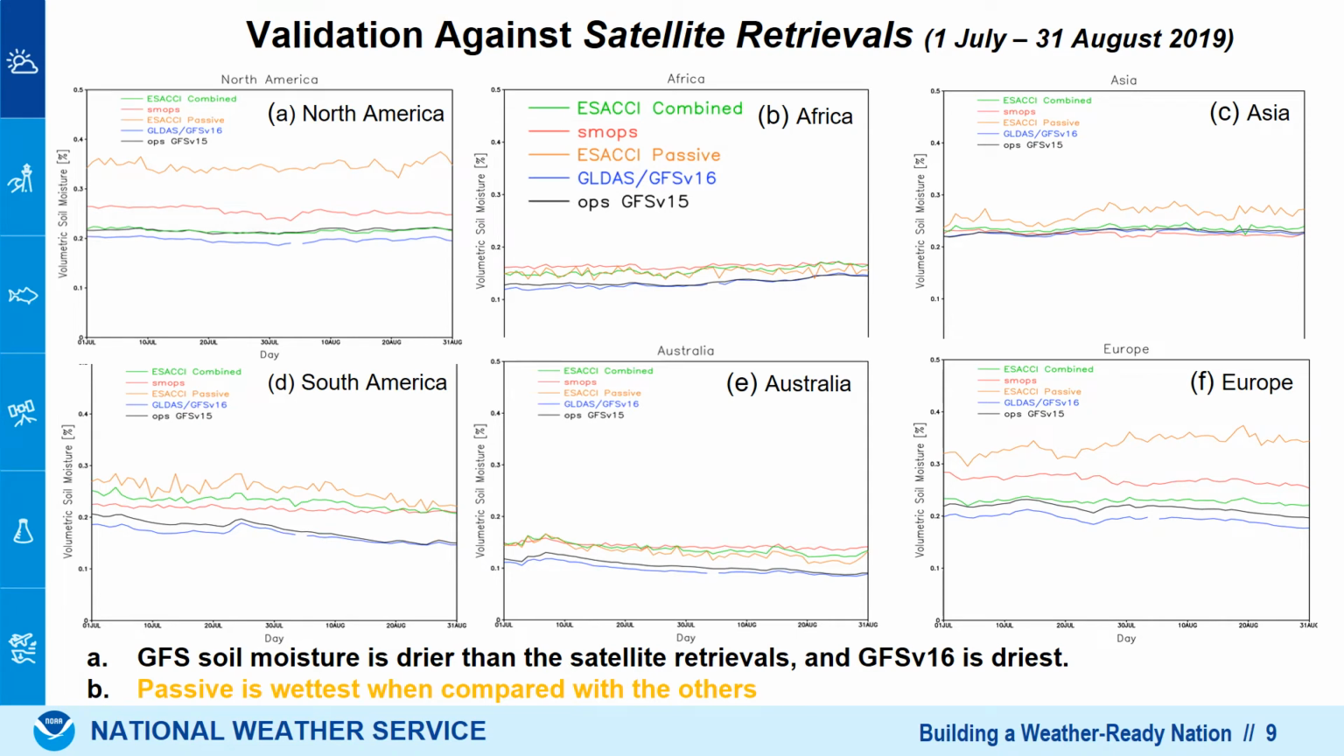This slide shows validation against the satellite retrievals, including ESA-CCI combined, ESA-CCI passive, SMOPS for North America, Africa, Asia, South America, Australia, and Europe. The results show GFS soil moisture is drier than satellite retrievals, and GFS V16 is driest. ESA-CCI passive is wettest when compared with others.